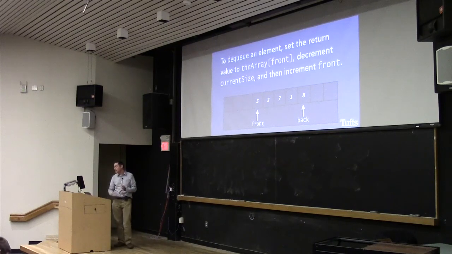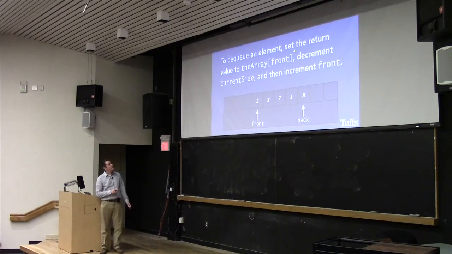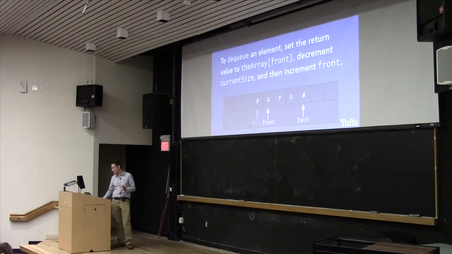To dequeue an element, you set the return value to the front, whatever's at the front. You make current size 1 less, and then you increment front. So if front starts here, what you're going to do is return 5 and move front to here, because now this is the front of the line, the front of the queue.